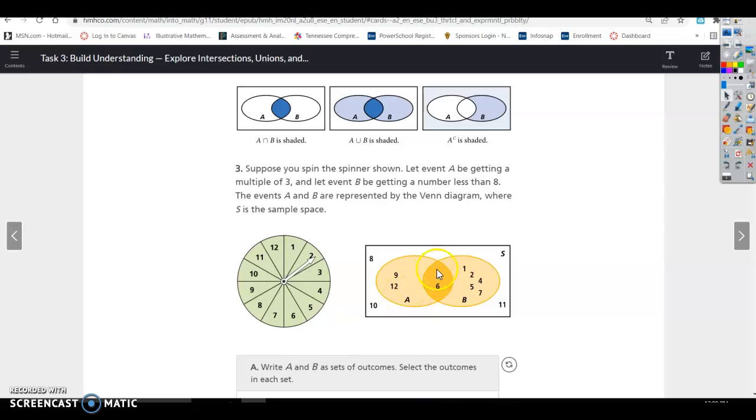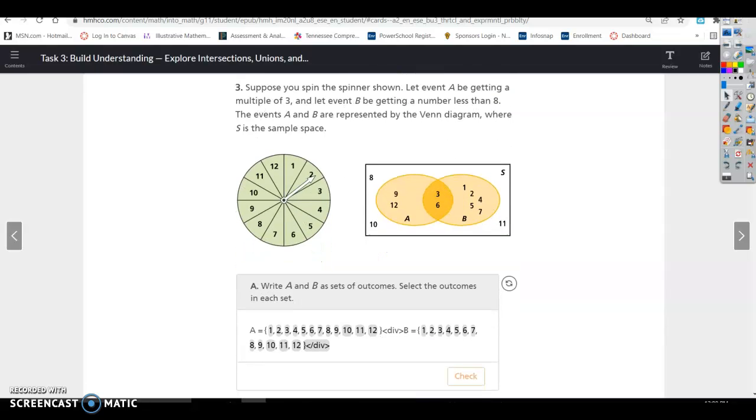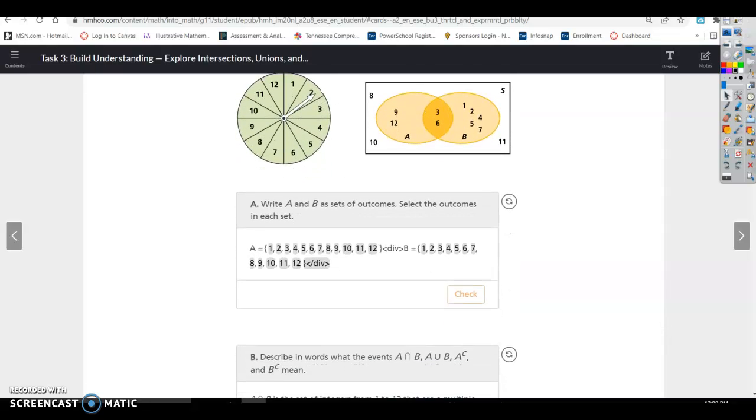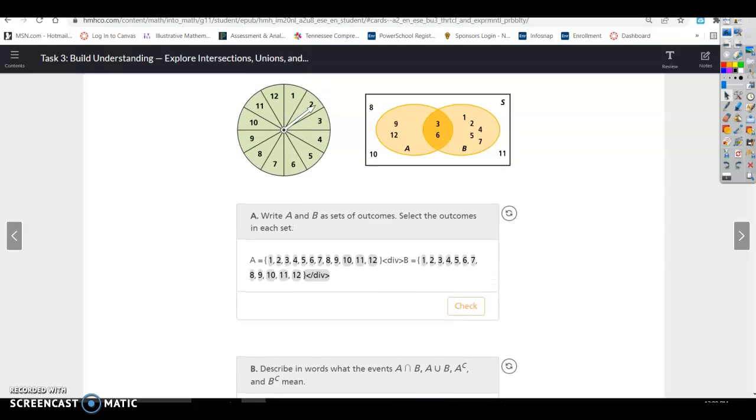So it says A, 3, 6, 9, and 12 all represent event A. And then event B is getting a number less than 8. So we've got 1, 2, 3, 4, 5, 6, 7. All of these numbers are less than 8. And they have 2 that they share. So 3 and 6 are both in set A and B. All right, so it says write A and B as sets of outcomes. Select the outcomes in each set.